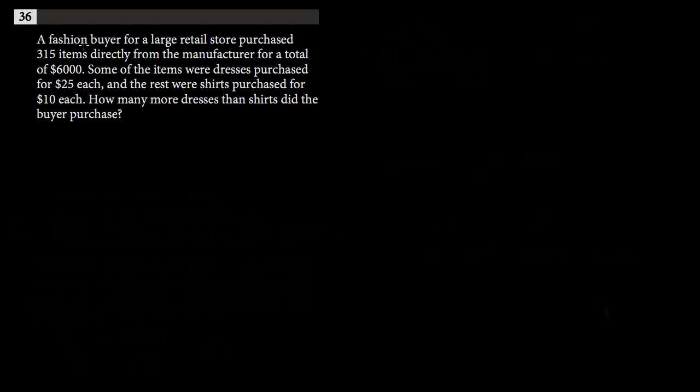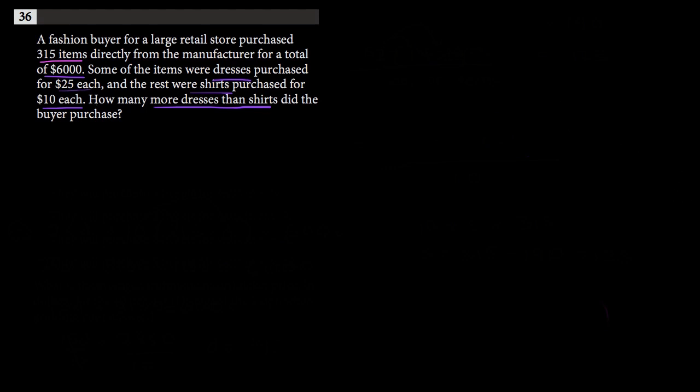Question 36 reads, a fashion buyer for a large retail store purchased 315 items directly from the manufacturer for a total of $6,000. Some of the items were dresses purchased for $25 each, and the rest were shirts purchased for $10 each. So we have dresses and then we have shirts. How many more dresses than shirts did the buyer purchase?